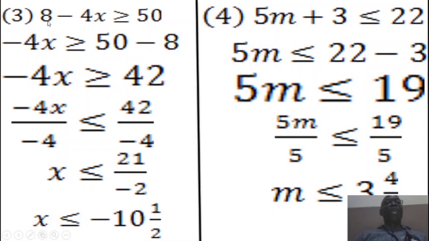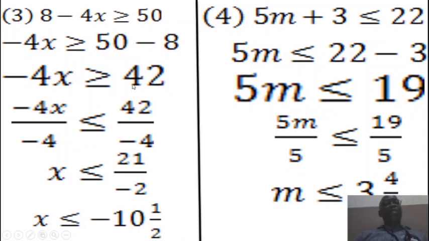This 8 is not minus 8, it is actually plus 8. So, how do we handle this? To remove it, we subtract 8 from both sides of the inequality in order to get minus 4x, because this negative belongs to this 4x. We get minus 4x is greater than or equal to 50 minus 8, which at the end we are left with minus 4x is greater than or equal to 42.